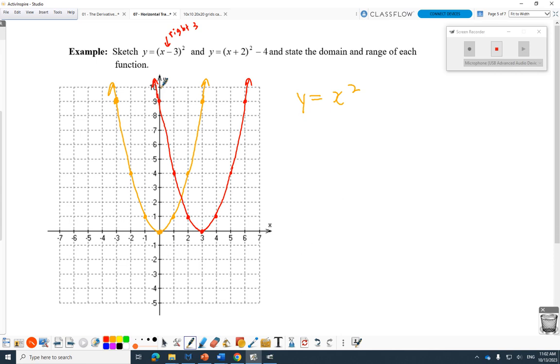Oh, but the other one. Let's do a little better. This one says y equals (x plus 2) squared minus 4. Let's actually think about what transformations have gone on here.